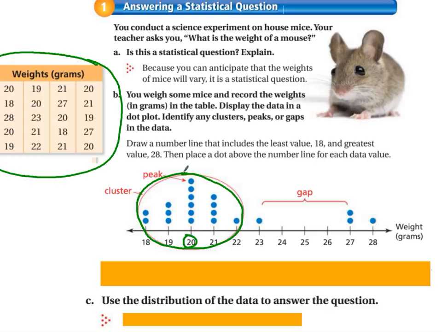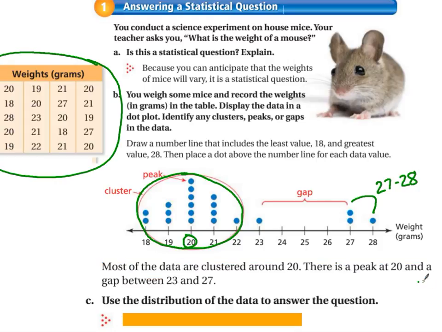So once again, while there are some mice that weigh 27 and 28, that's not where most of the data lies. It's a lot more typical to be down around the 20 mark. So when I look at this data, I can see that most of the data is down around 20. And if I were to have to take a guess as to what the average weight would be of a mouse, I would say that most mice would weigh around 20 grams.